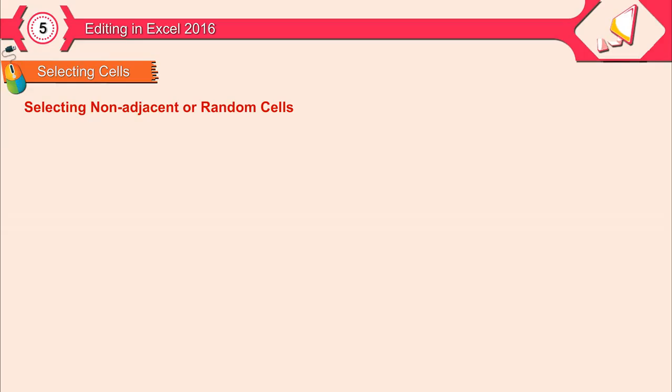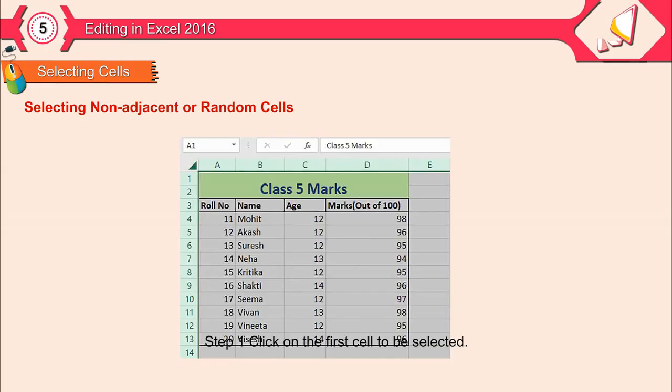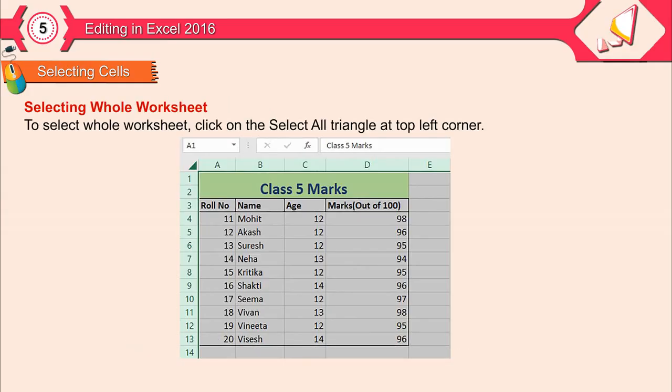Selecting non-adjacent or random cells. To select non-adjacent or random cells, follow these steps. Step 1. Click on the first cell to be selected. Step 2. Hold down the Control key and click on the other cells to select. Step 3. Release the Control key. All the selected cells will be highlighted. Selecting whole worksheet. To select the whole worksheet, click on the Select All triangle at the top left corner.